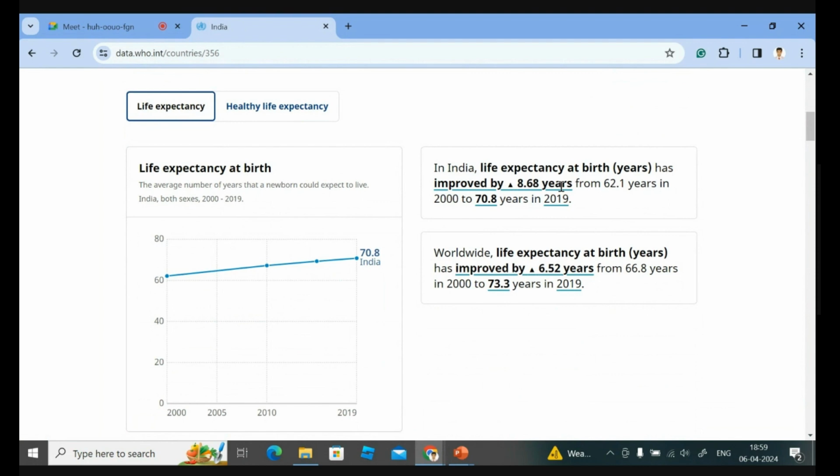And worldwide also they have given. What is the worldwide average? If you look at it, worldwide is 73.3 years, and India is closer to it. The worldwide life expectancy is better. In fact, we have improved more than the world. It's 8.68 for the world, whereas we have improved 6.52. Yeah, look at that.